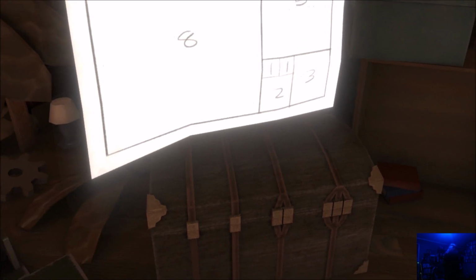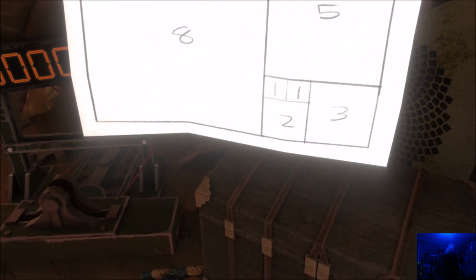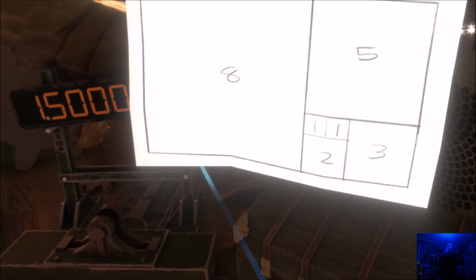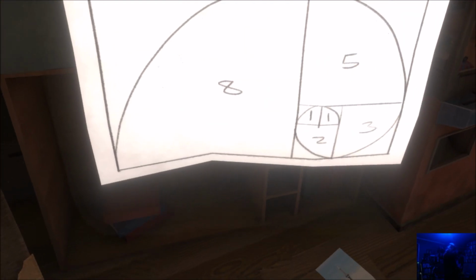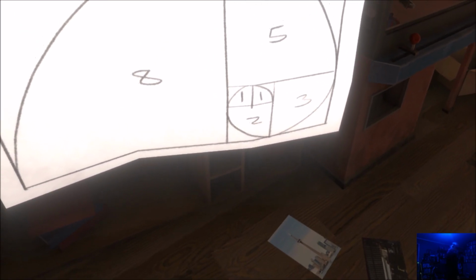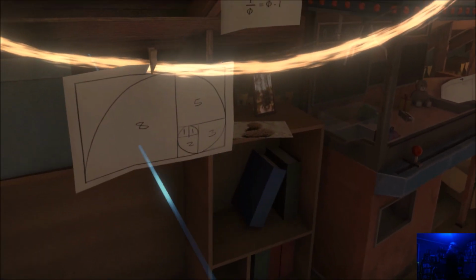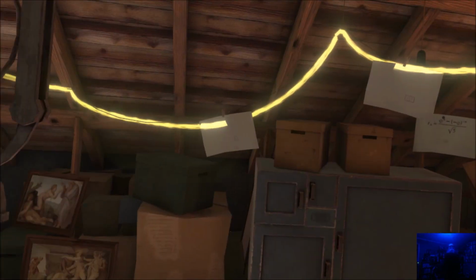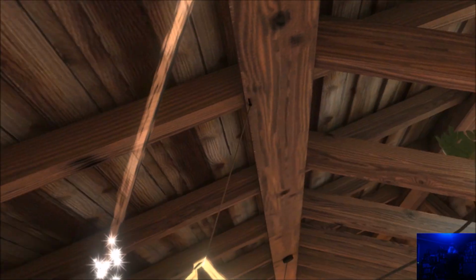So the side lengths are then 3, then 5, then 8, and so on. After you're done drawing squares, draw a curve that hits the opposite corner of each of these squares. As the squares and Fibonacci numbers get larger and larger, this spiral gets closer to a perfect golden spiral.